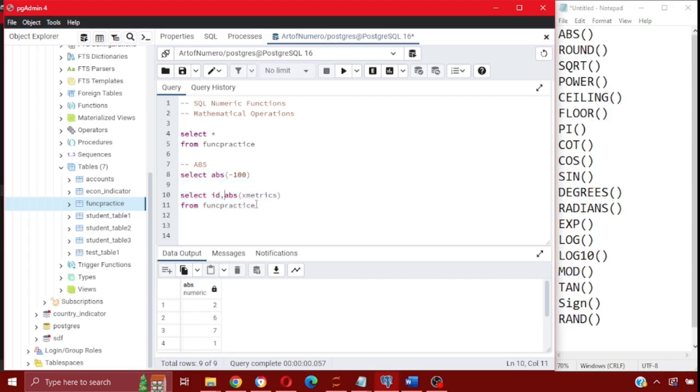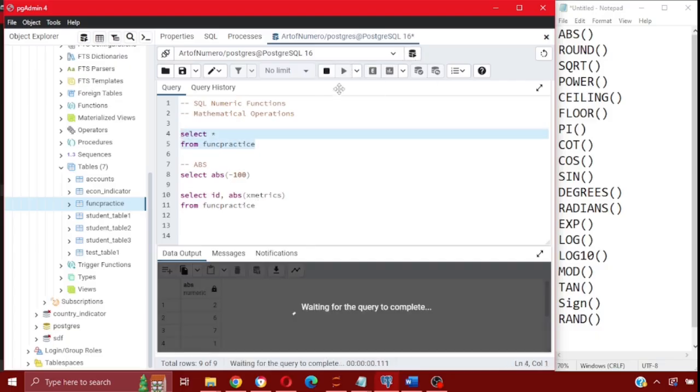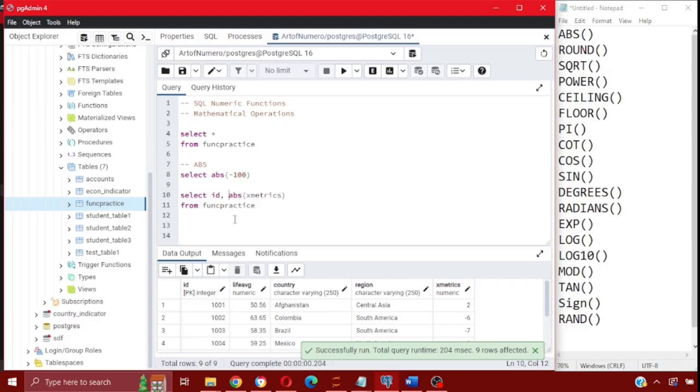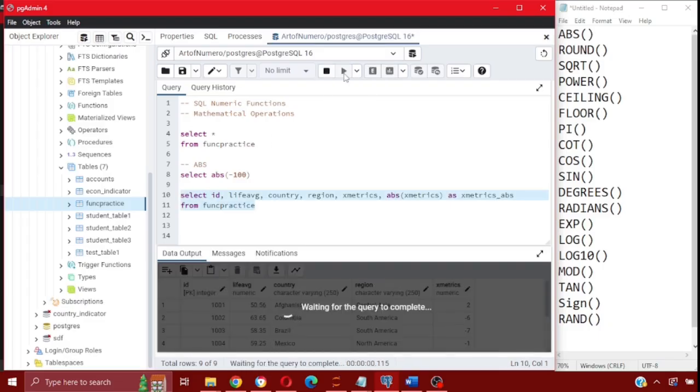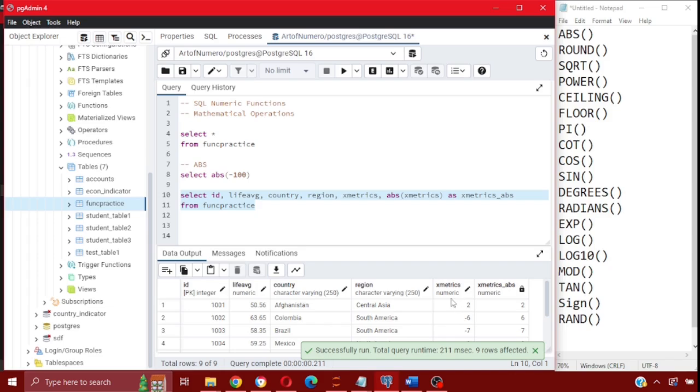If I bring the rest of these columns so that I can show and compare them here, I'm going to bring the ID, the live average column, the country column, the region column, and the X metrics column. I'm also going to put this under the alias X metrics absolute extract. Let's run this, and you're going to see that now we have two columns: one is the X metrics column with some negative numbers, and the other one has all of the absolute numbers converted, transformed from this column.